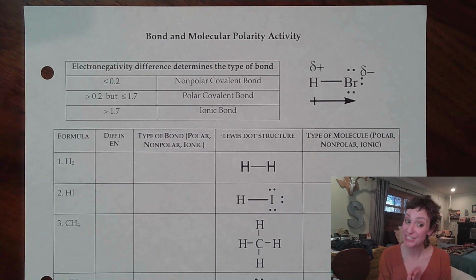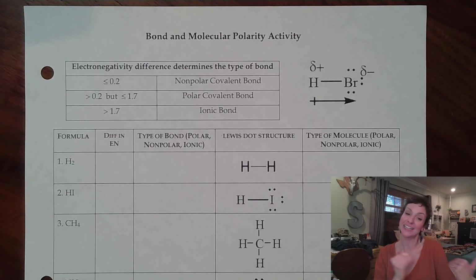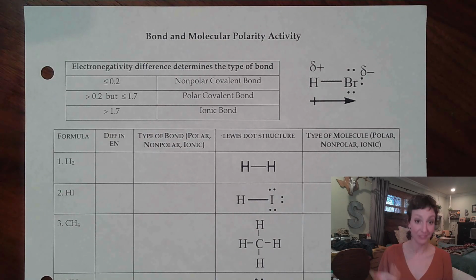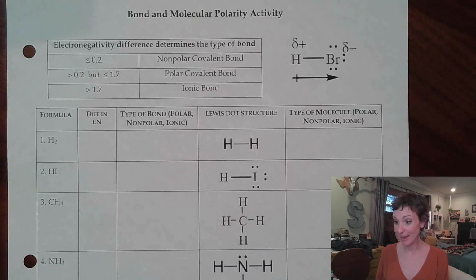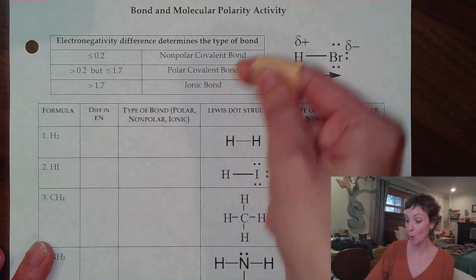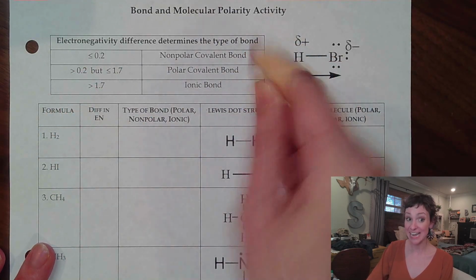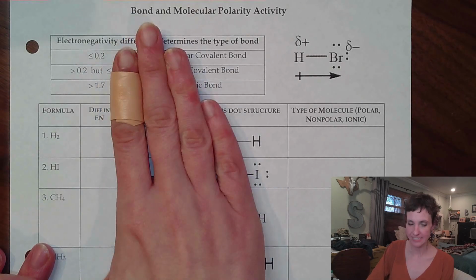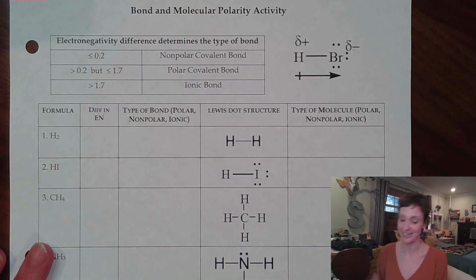So what I thought we could do is unpack this concept of bond polarity and how it leads to potentially molecular polarity. On this page, I've got our reminders of the threshold values that determine the types of bonds. Once again, these are not absolutes. These are not set in stone. These are our guidelines, okay?